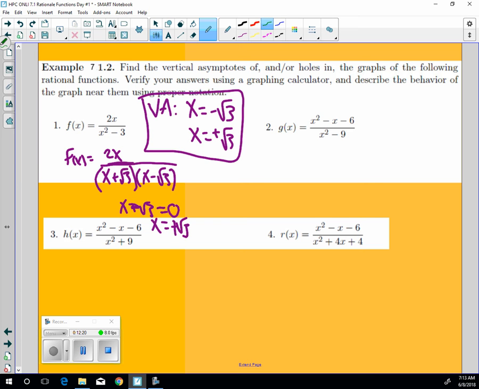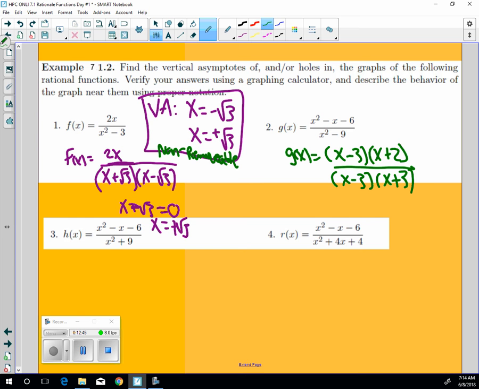Now, nothing cancels, so we call these non-removable. It seems weird, but that's what it is. Now, take a look at this number 2. Now you have g of x is equal to x minus 3, x plus 2, over x minus 3 times x plus 3. Now you're going to notice there's two places where the domain isn't going to work.